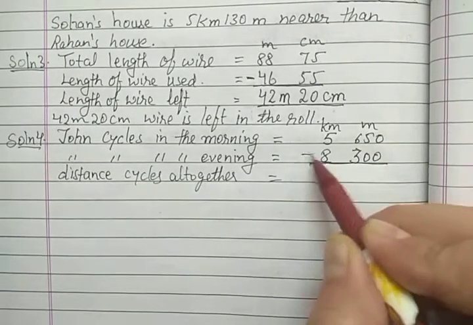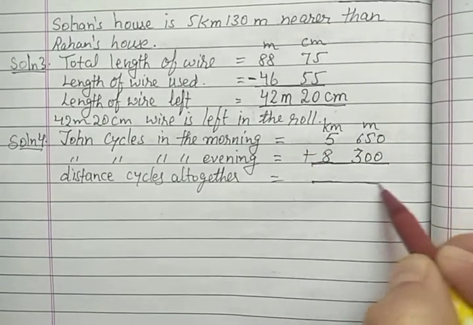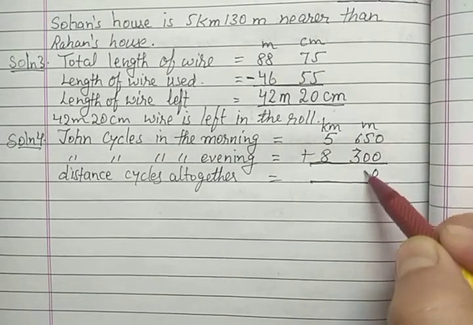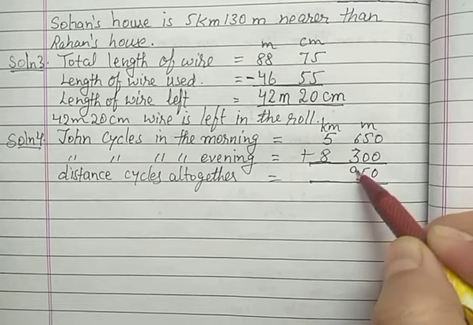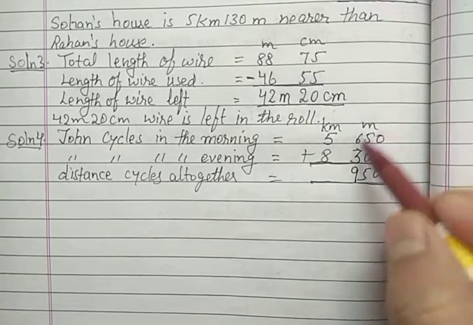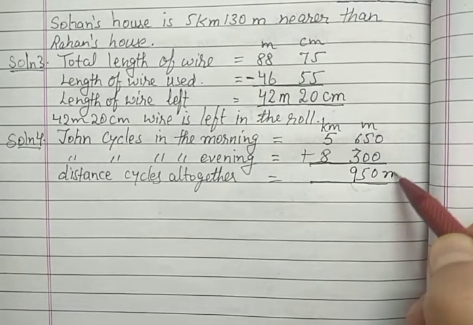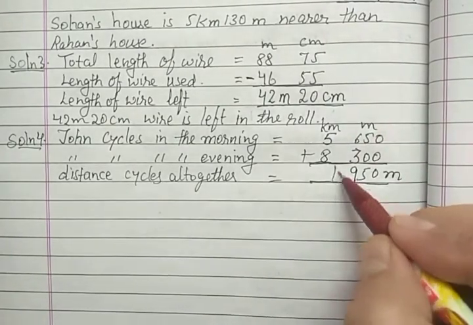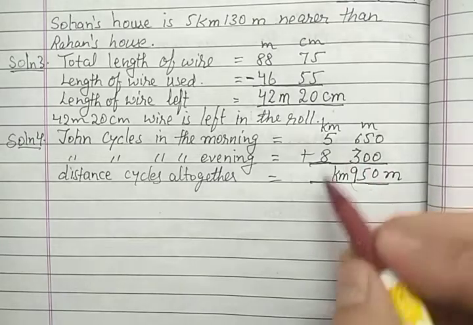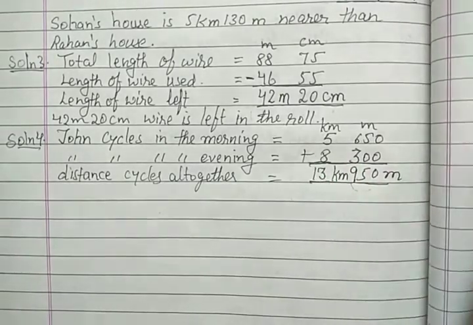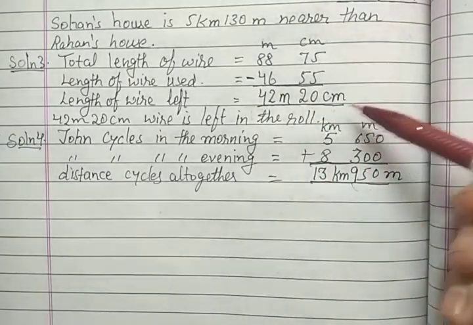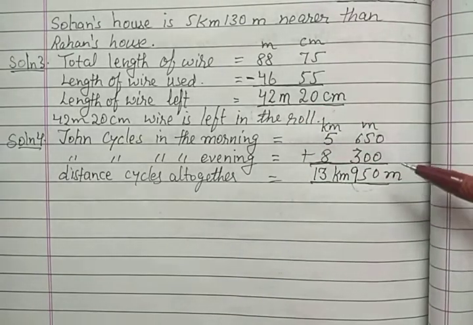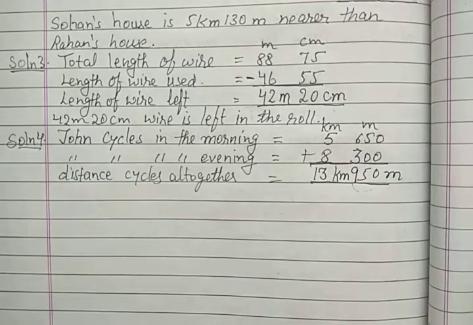So what we have to do, we have to add. So add them. 0 plus 0 is 0, 5 plus 0 is 5, 6 plus 3 is 9. So we have added meters, so we'll write meter here. And now we will add the kilometers. So we'll write kilometer here. 8 plus 5, 13. So don't forget to write the units, as I have already told you that units are very important. So the units must come in the answer.